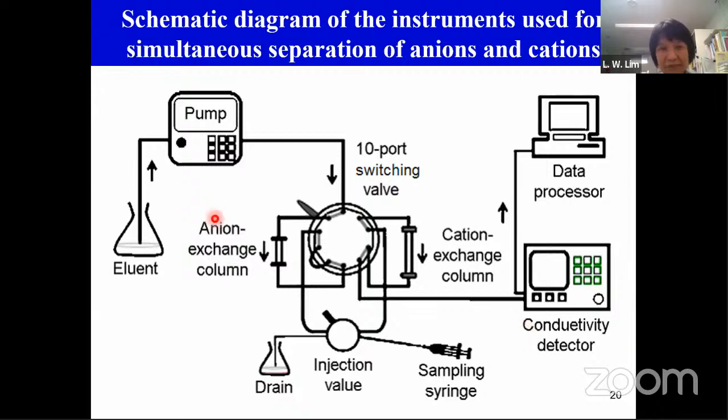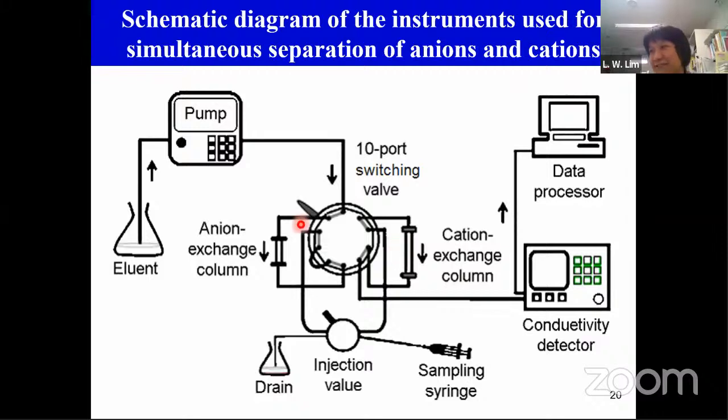But here in our lab, right now we don't do this because it's already old-fashioned. But before that, if you use a switching valve like this, you can connect the anion exchange column and the cation exchange column like this, and then you can have the same system with different separations depending on what kind of compounds you want to separate.